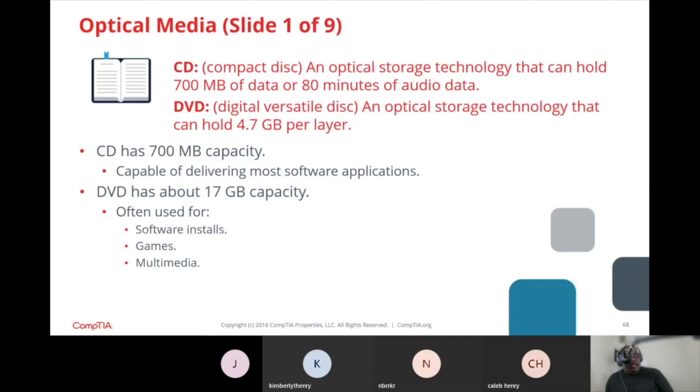So you have a CD, a technology that could hold 700 megabytes, and a DVD, which is digital versatile disc, an optical storage device that can hold 4.7 gigabytes per layer. Remember, dual layer disc held about 9 gigs. A DVD has about 17 gigs worth of capacity, which means that it was used for software installs, games, and different multimedia.